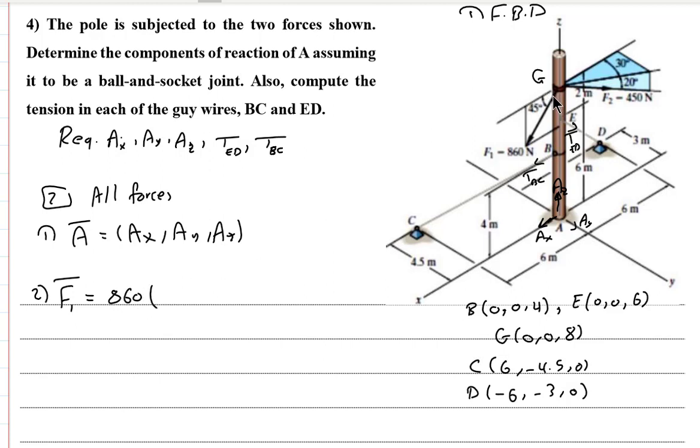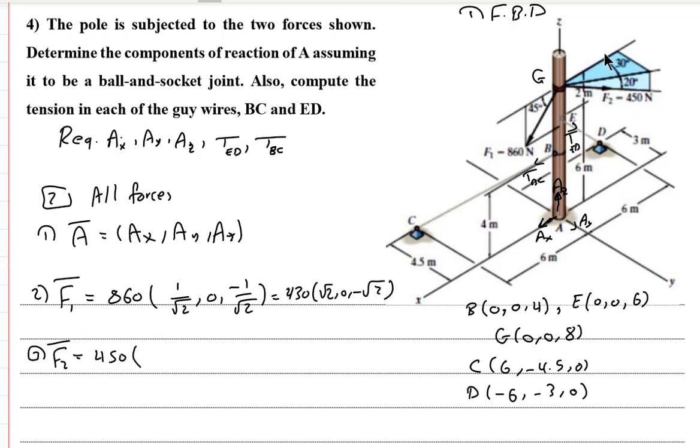multiplied by cosine 45 in the x direction and sine 45 in the negative Z direction, so it can be 1 over root 2 here, and then 0, and then minus 1 over root 2, and it can be written as 430, and then root 2, 0, and minus root 2. The third force, which is the F2 vector, has a magnitude of 450.